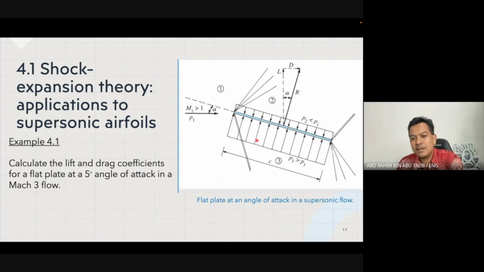So basically, when we look at the uniform pressure distribution, P2 is less than P1 on the top surface, and the pressure at region 3, P3, is more than P1 on the bottom surface. We can see that the aerodynamic forces are there, which have a component of lift and drag. So they want us to calculate the lift and drag coefficients. Okay, let us go through this example.